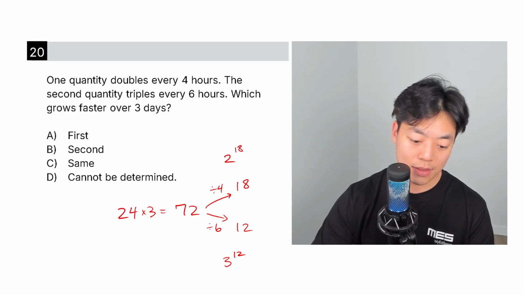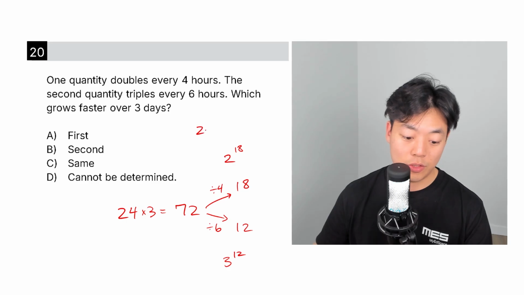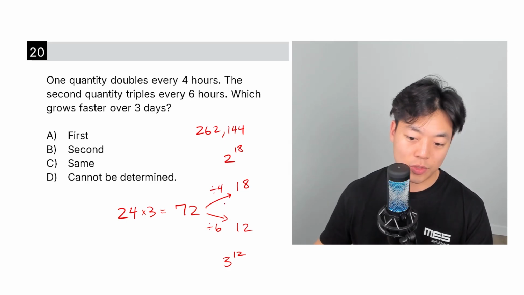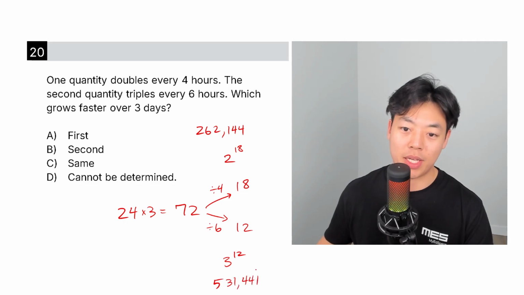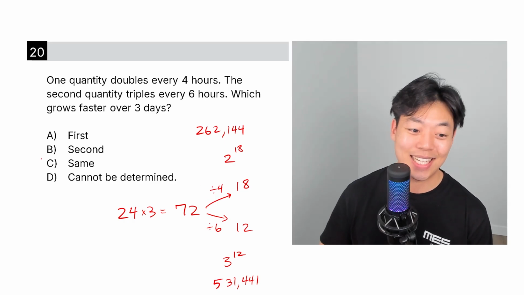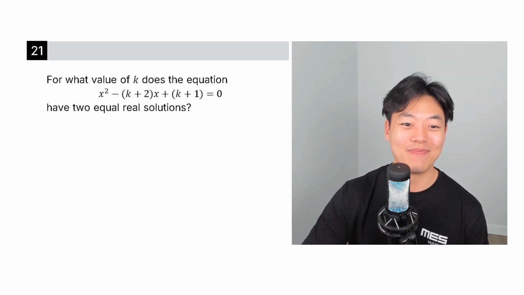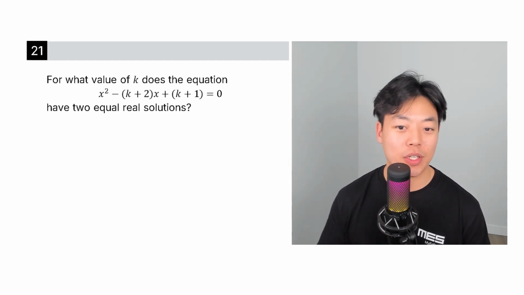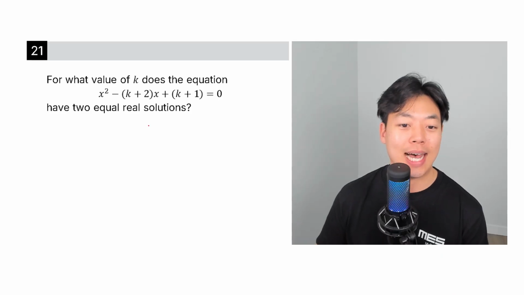2 to the 18th is equal to 262,144. And then we have 3 to the power of 12. That's equal to 531,441. So which grows faster over 3 days? Definitely that second quantity. Number 21, for what value of k does the equation given have two equal real solutions?